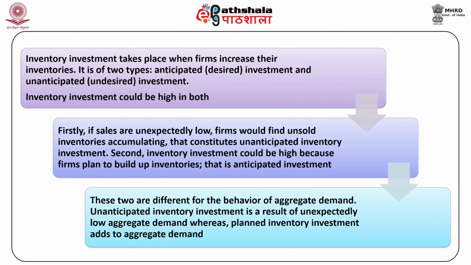Second, inventory investment could be high because firms plan to build up inventories, that is anticipated investment. These are different for the behavior of aggregate demand. Unanticipated inventory investment is the result of unexpected low aggregate demand, whereas planned inventory investment adds to the aggregate demand. Thus, rapid accumulation of inventories could be associated with either rapidly decreasing aggregate demand or rapidly increasing aggregate demand.